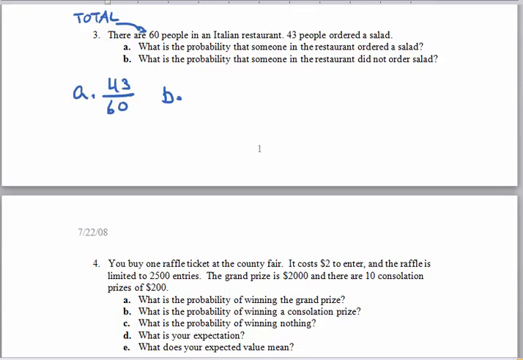And then B, the idea now here is, what's the probability that they did not order a salad? This is just that rule. I'll actually write it out. The probability of not salad is going to be 1 minus the probability of salad. So in this case it's 1 minus the answer to A, which was 43 out of 60.